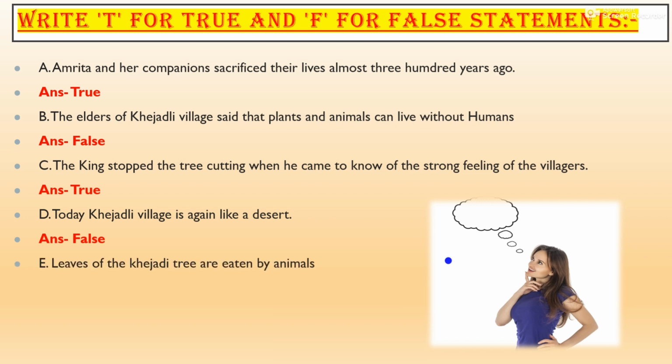Leaves of the Khejri tree are eaten by animals. It's true. Squirrel lays eggs. It's from the chapter Years to Years. So here mistakenly I have put the question. It will be false because squirrel does not lay eggs. It gives birth to young ones. Squirrel is a viviparous animal.